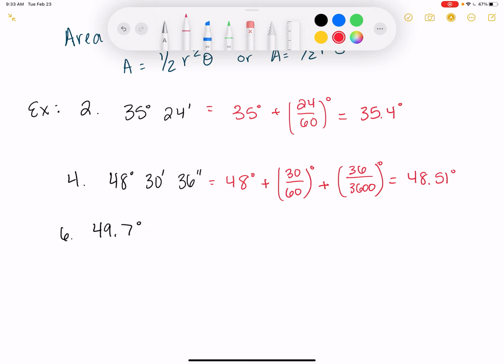So the whole thing has to be rewritten like this. You can't just write the 42 minutes over there.